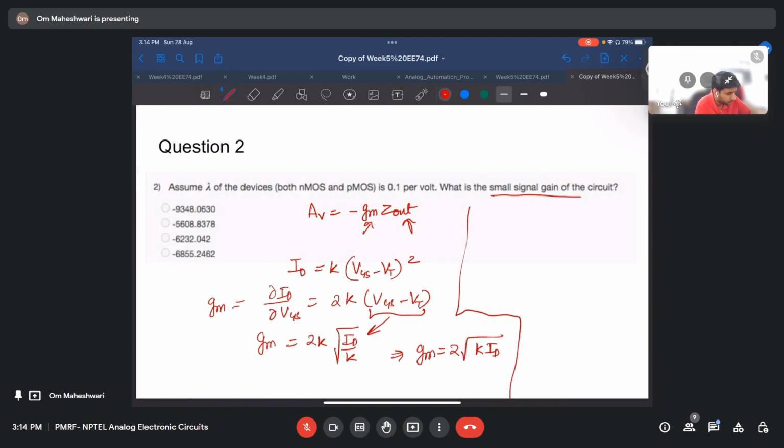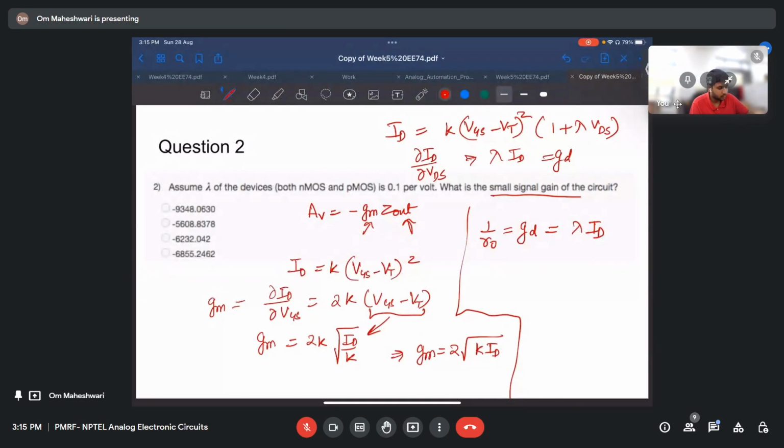And similarly, GD or G naught, whatever you call it, or let me write it like this: 1 by R naught equals GD equals lambda times ID. So I hope you know this: ID equal to K VGS minus VT whole square times 1 plus lambda VDS. So if we solve del ID by del VDS, we get lambda times ID, that is GD.